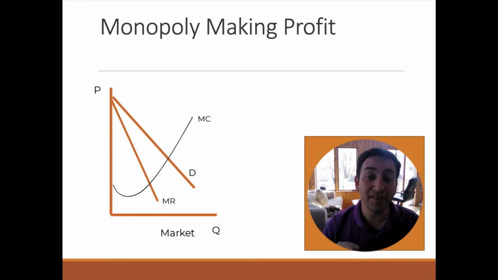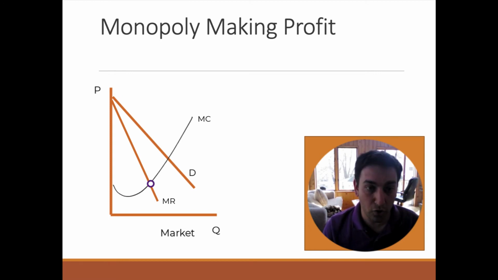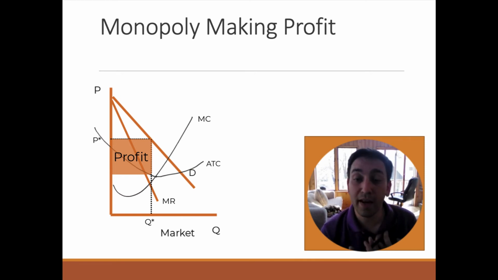Now, a monopolist is not guaranteed to make profits. Matter of fact, I'm going to show you a monopolist that's making profits and a monopolist that's losing money. In this case, if this is where marginal revenue equals marginal cost, so this is your quantity, you bring it up to the demand curve, this is your price. If your price is greater than your average total cost, you're making a profit. Okay, wonderful. So let's pretend I'm making a profit.